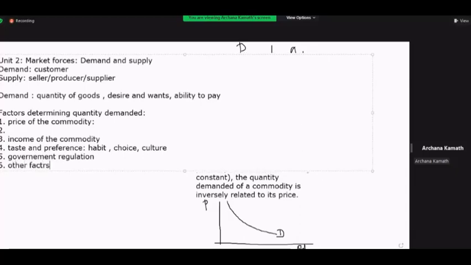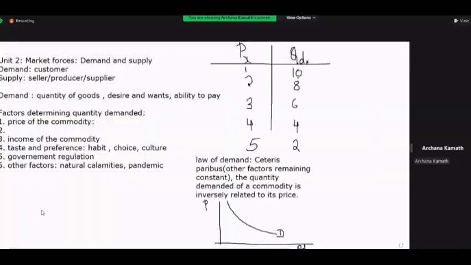Then you have other factors. Other factors is like some natural calamities occurring, flood coming up, drought coming up, pandemics which we had recently experienced. You never had the habit of using mask, sanitizer prior to the pandemic. It forced us to use everything. So that is another factor. Seasonal changes. You will be consuming more of cold items during summer season and less of them during winter season. So seasonal factors, natural calamities, pandemics related, health issues related, all comes under other factors.